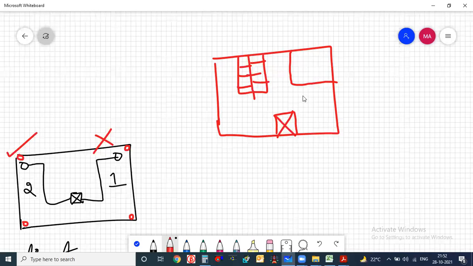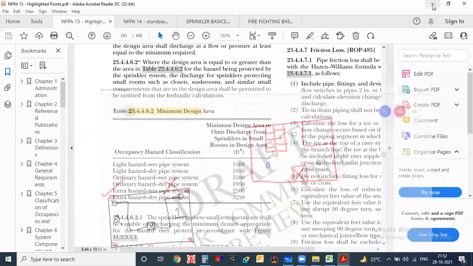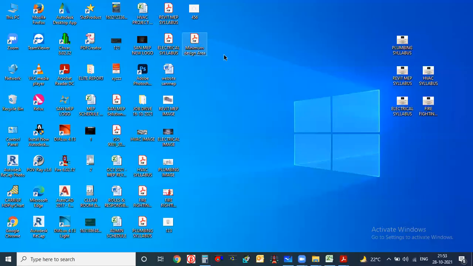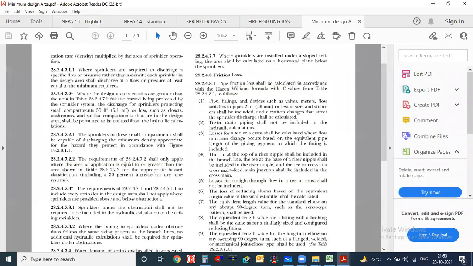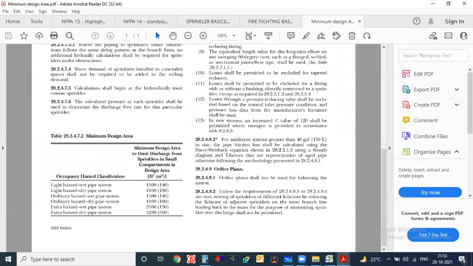You have to check. Suppose I am going with only 3 sprinklers: 1 sprinkler for this area, 1 sprinkler for this area, 1 sprinkler for this area. This is also fine. So it can happen sometimes that in your 1500 square feet area, you have selected only 3 sprinklers. But again, it depends upon situation to situation, so you need to always check. This is the minimum design area.